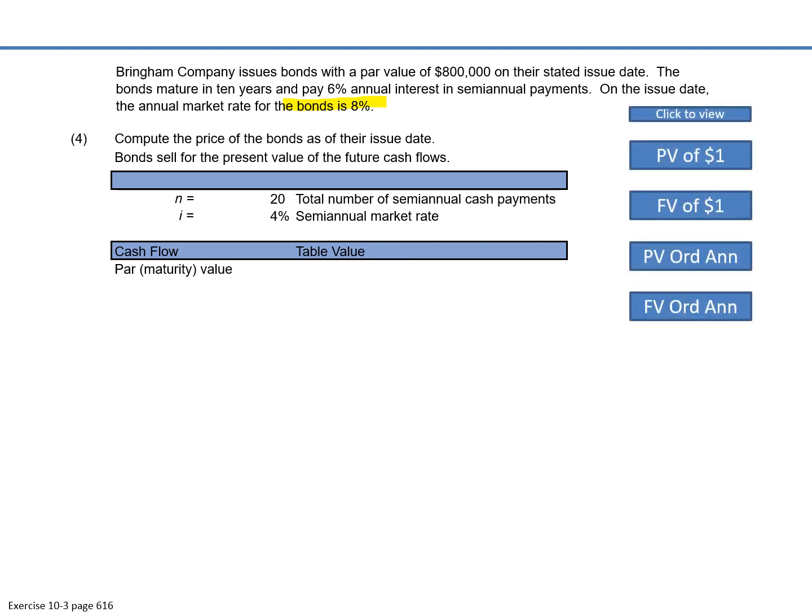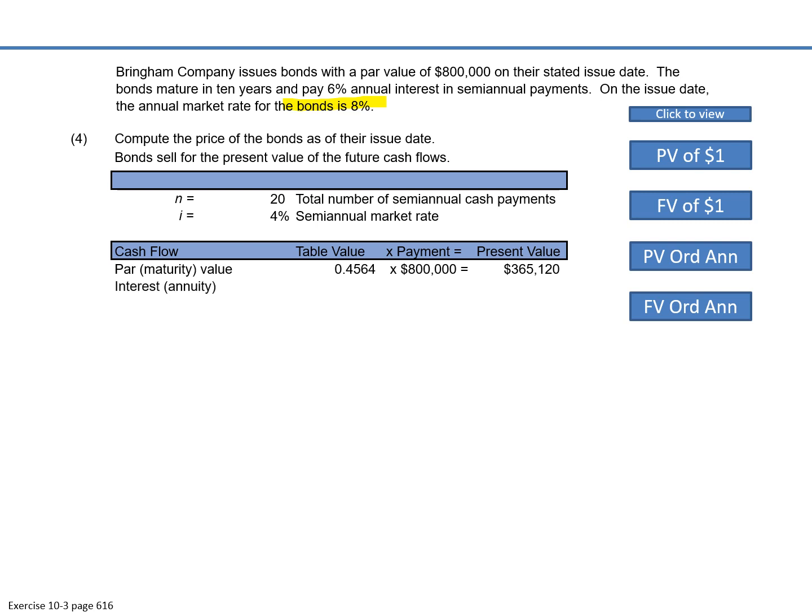The present value of 1 is what we would be using here. If my clicker worked, I could click on the present value of 1 and go to that table and see where the two criteria intersect, 20 and 4%. We would find that the present value of 1 with that criteria returns a value of 0.4564. So if we take 0.4564 times 800,000, the par value, today that money is worth $365,120.